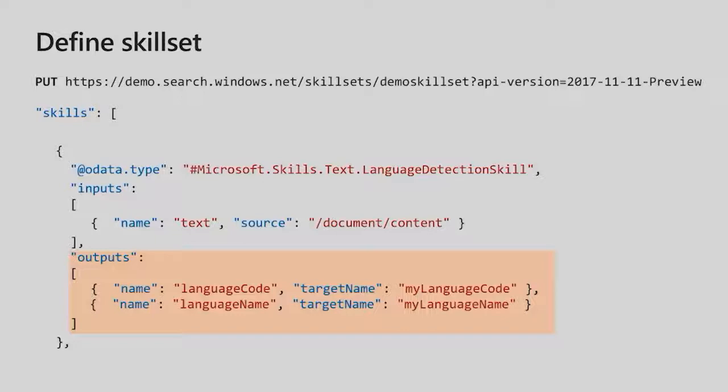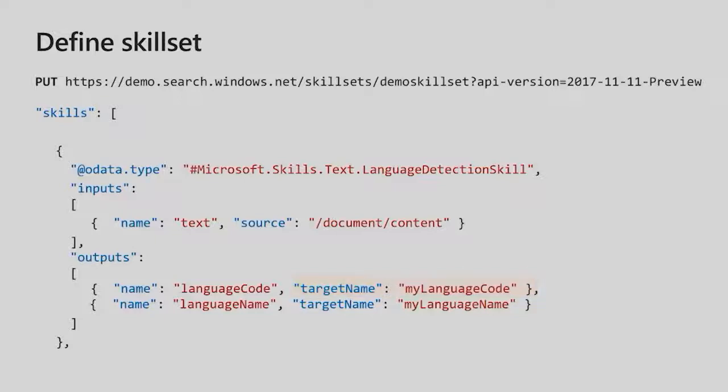And I have the opportunity, if I wanted to, to change the name, or how I want to call these outputs as part of this kind of tree of information. So I decided to just change the name and call it my language code and my language name. So as I do that, we can think of it as the tree growing.